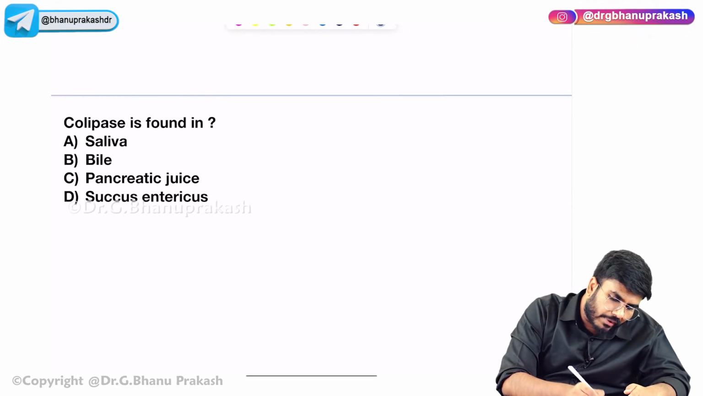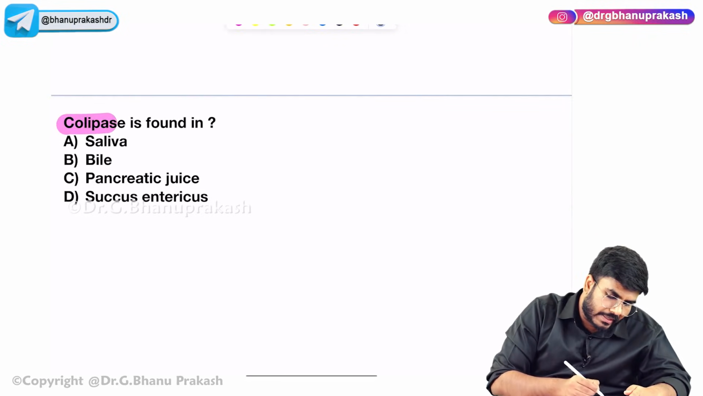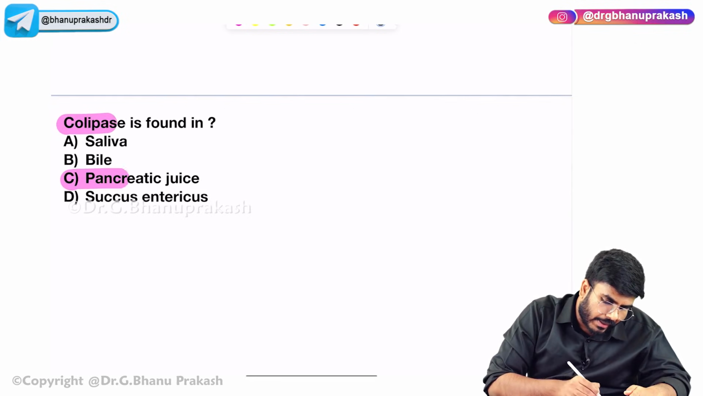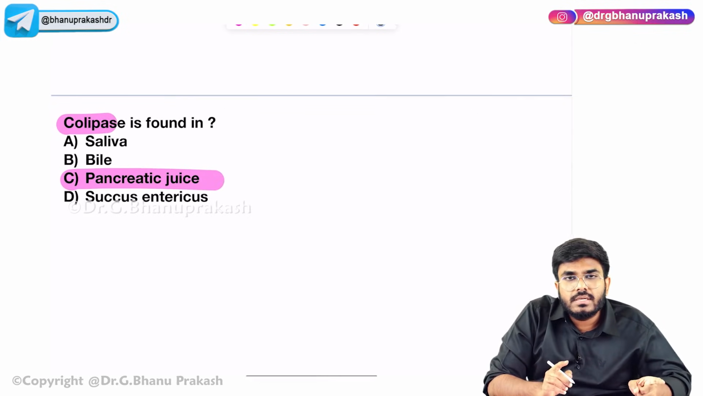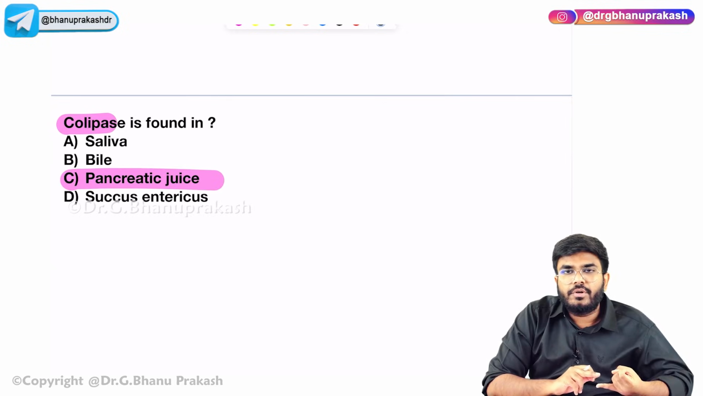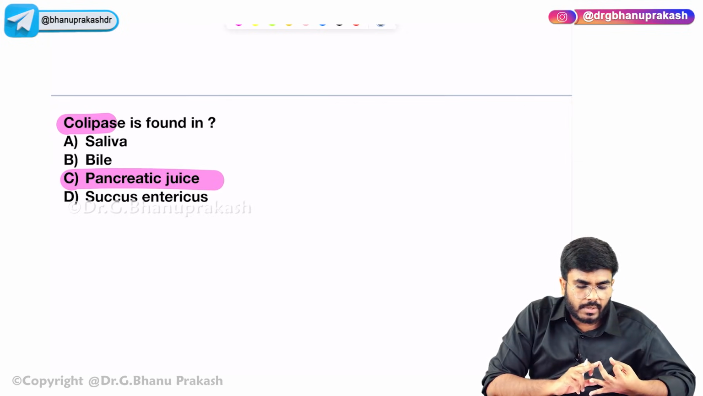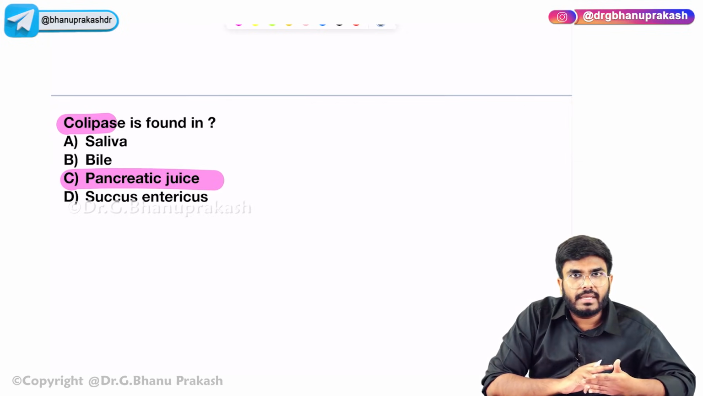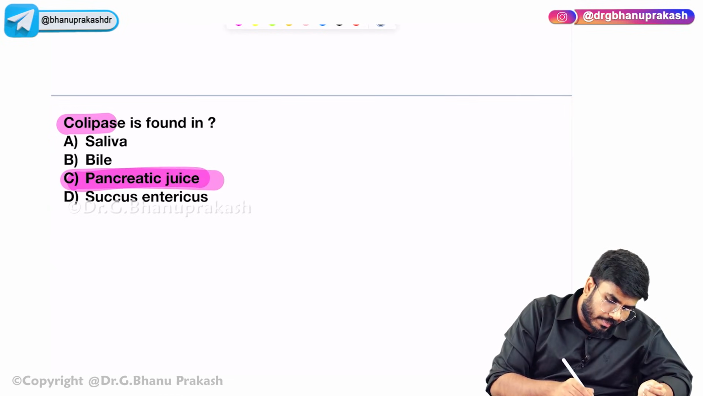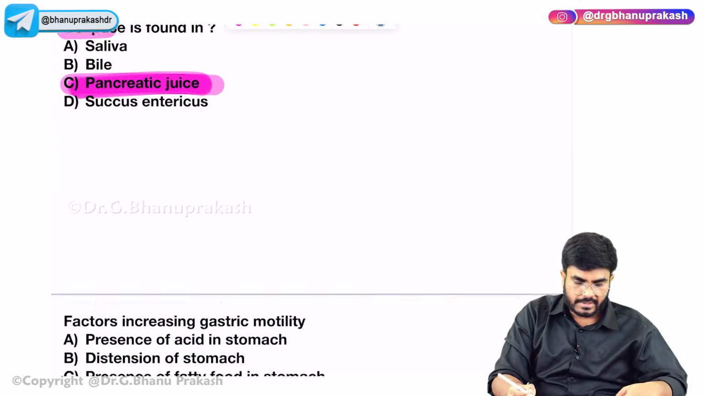Next, colipase is found in, okay, where do you find this colipase? It is found in pancreatic juices. I have told you pancreatic juices produce pancreatic amylase, trypsinogen, chymotrypsinogen, procarboxypeptidase, pancreatic lipase as well as colipase. So colipase is found in pancreatic juice.